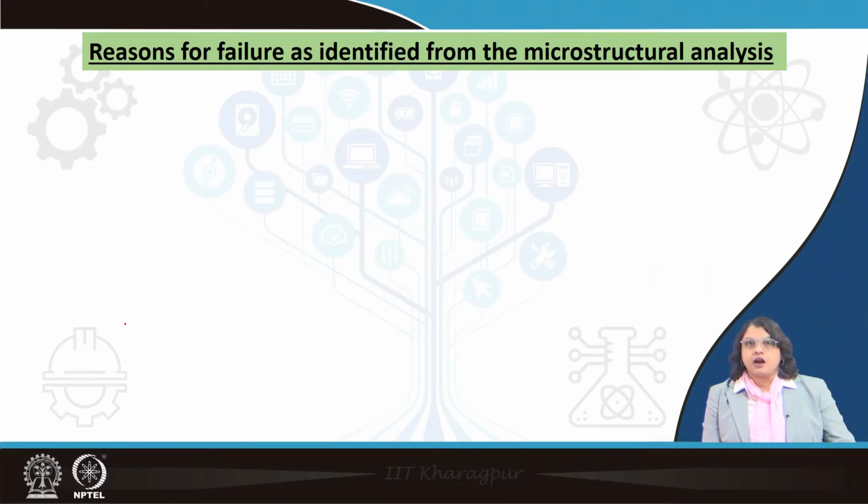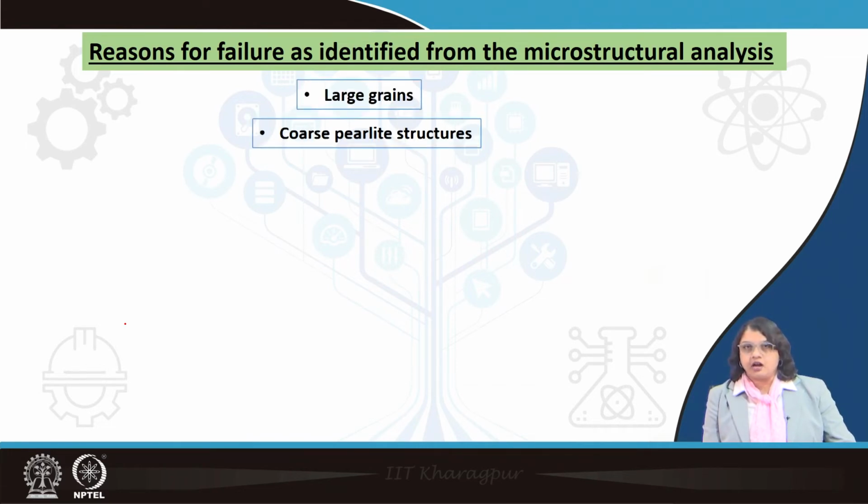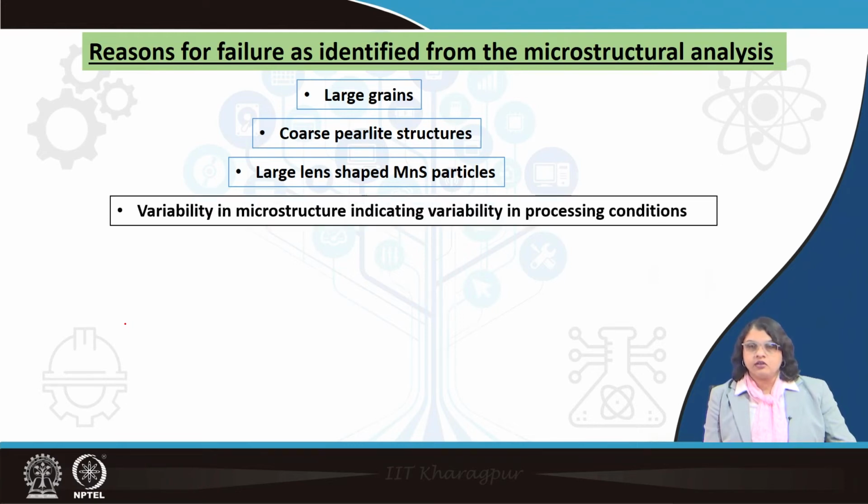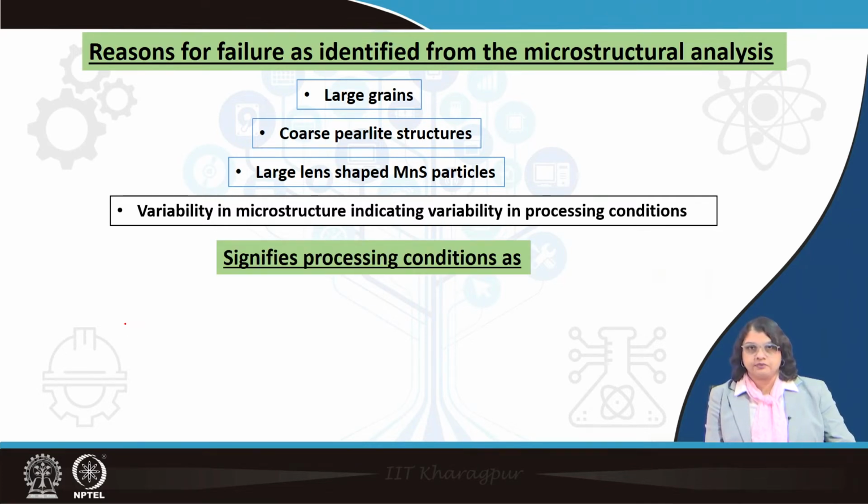So, if we are analyzing the reasons for failure from the microstructure itself, we can see that there are large grains with the coarse pearlite structures as well as large lens shaped manganese sulphide particles, and all this can lead to failure. Particularly the banding also suggested that there could be variability in the microstructure, and that may also indicate variability in the processing conditions.